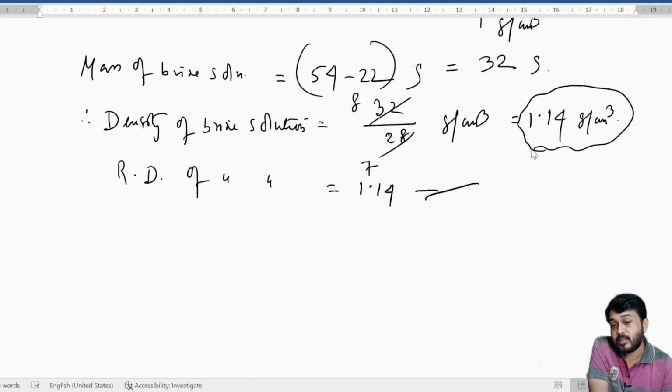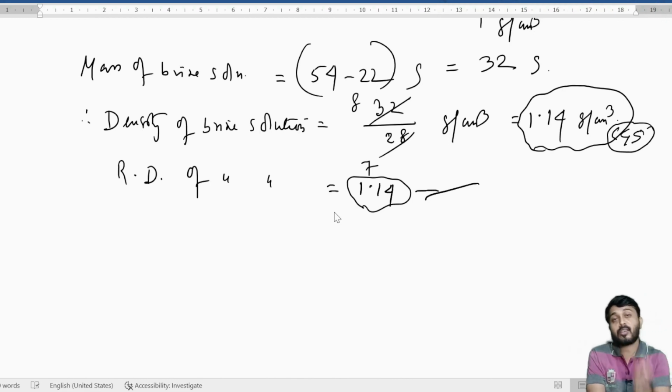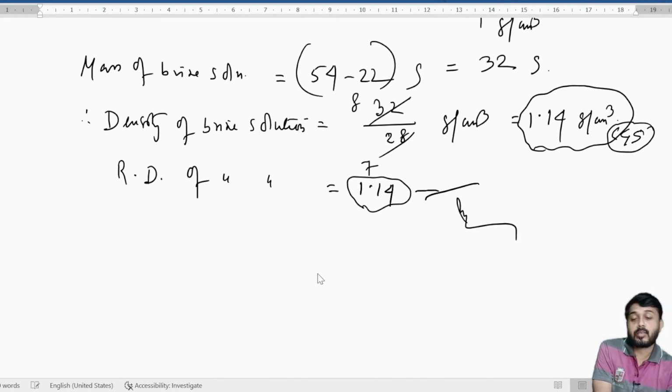Because its density is 1.14 gram per centimeter cube, and this is CGS unit. RD is same as the CGS value of density. Just remove the units and write the numerical value, because the RD is a unitless quantity. It doesn't have any unit. It is just a number being a ratio of two similar quantities, two densities or two masses. It is just a number, a unitless quantity. Okay, so that is your answer.